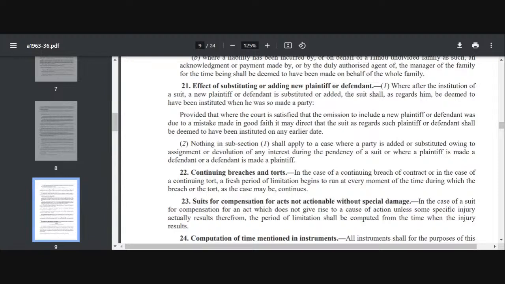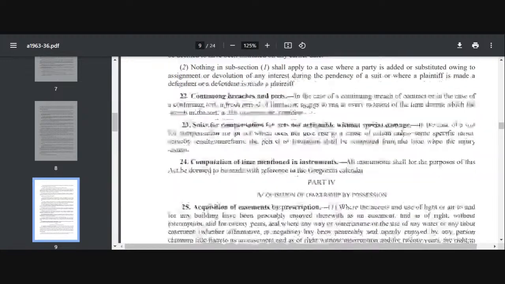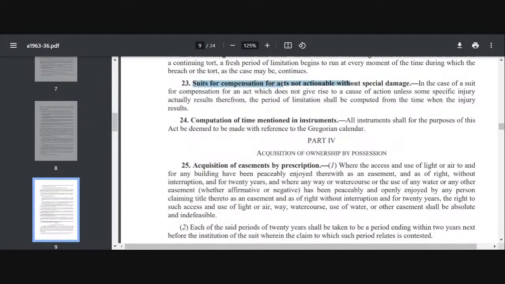So in such cases, the right to sue will arise at every moment of time during which the wrong is continuing, right? So it says that it is de die in diem, that is from day to day. Okay. Come to 23. Section 23 talks about suits for compensation for acts not actionable without special damage.